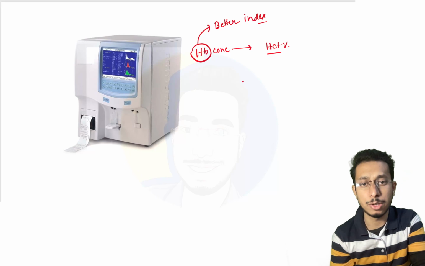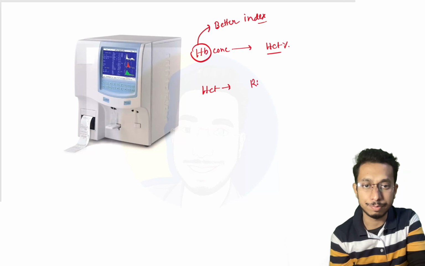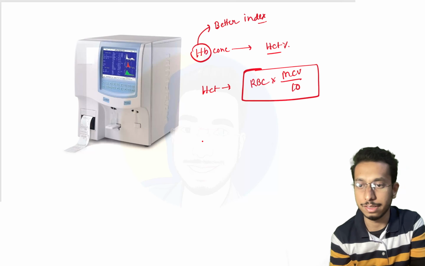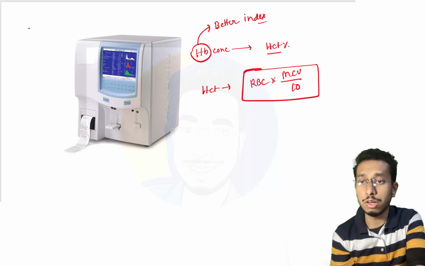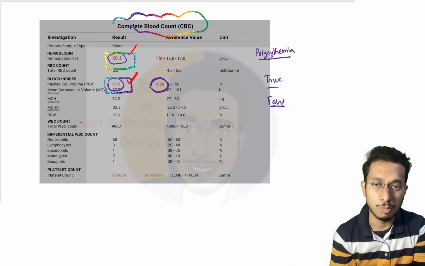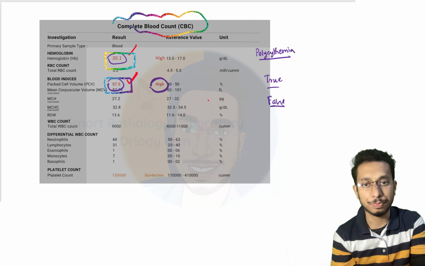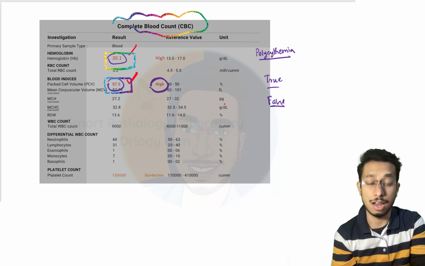Now, how is hematocrit calculated? Hematocrit is calculated by the formula RBC multiplied by MCV divided by 10. Okay. So this is the formula for calculation of hematocrit percentage. Okay. Now, what to do next for the patient? This patient was completely asymptomatic. So how to go further to approach the causes behind this polycythemia and how to manage this?